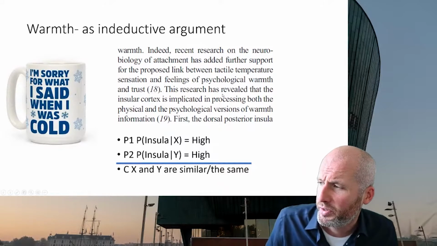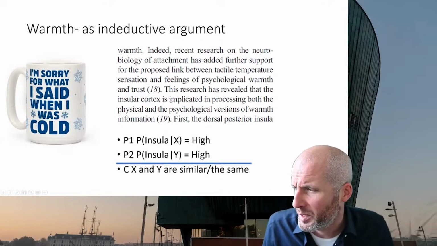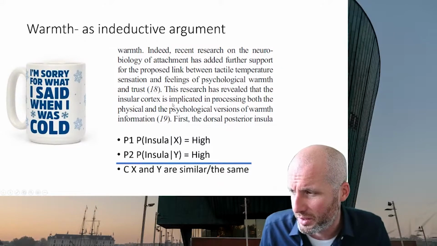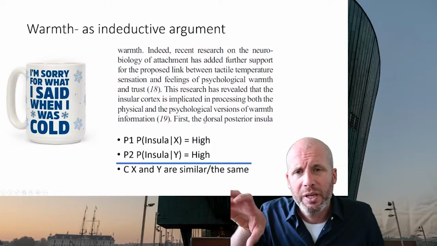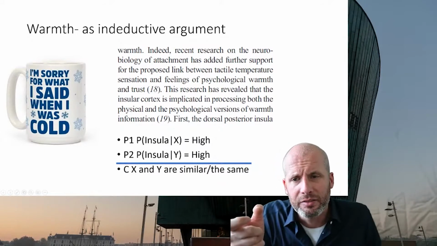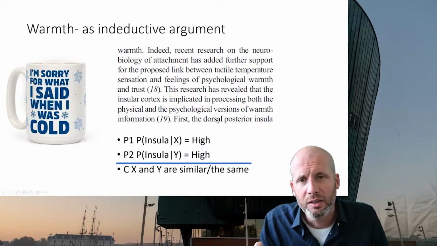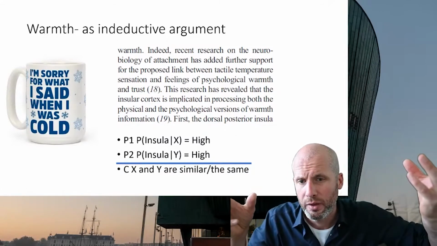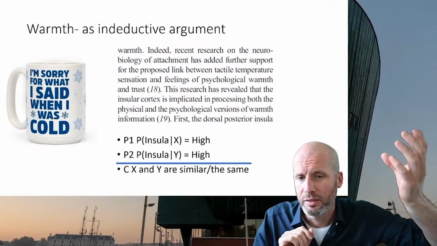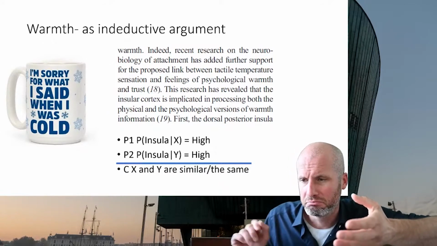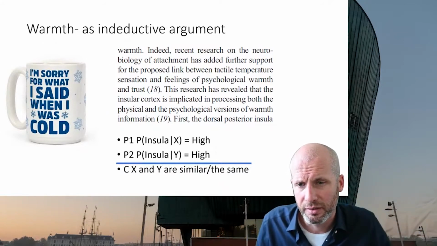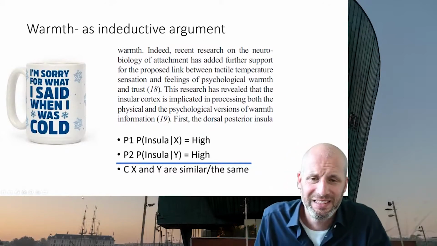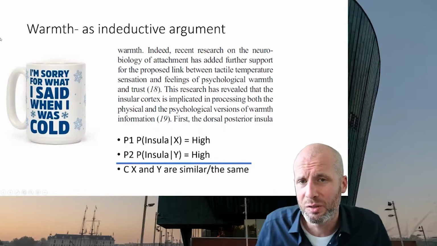This research has revealed that the insular cortex is implicated in processing both the physical and the psychological versions of warmth information. I hope that by now you should be able to see that this is an inductive analogy as well, right? They're saying, well, here we have two things, A and B, physical warmth, psychological warmth, and they share a characteristic. They're both related to brain activity in this area of the brain. So should we therefore treat them the same in all other respects? Well, on the basis of this information, we shouldn't.